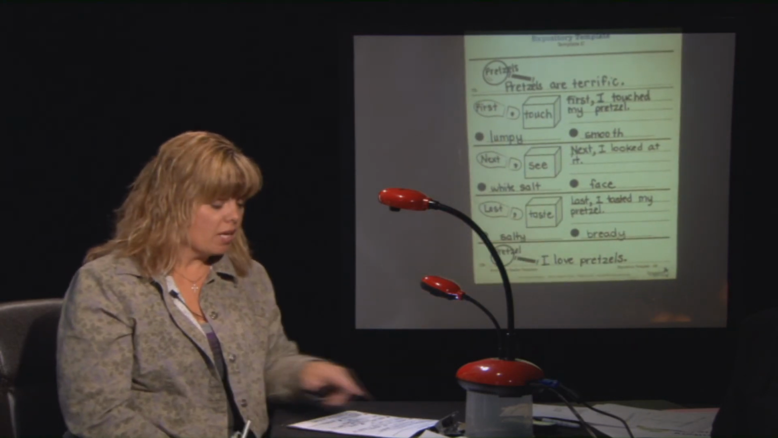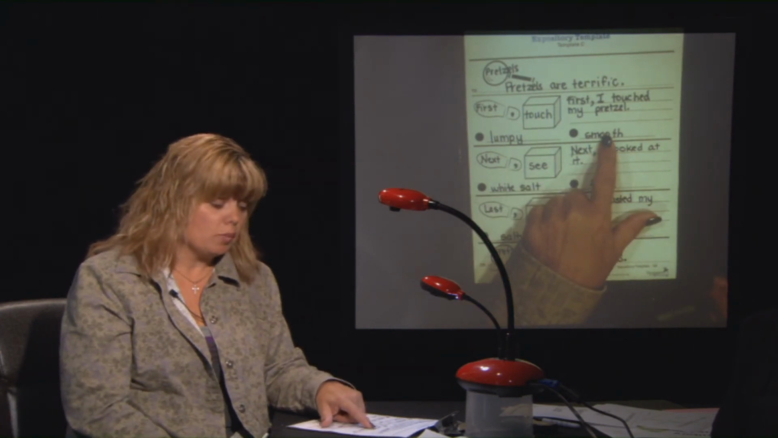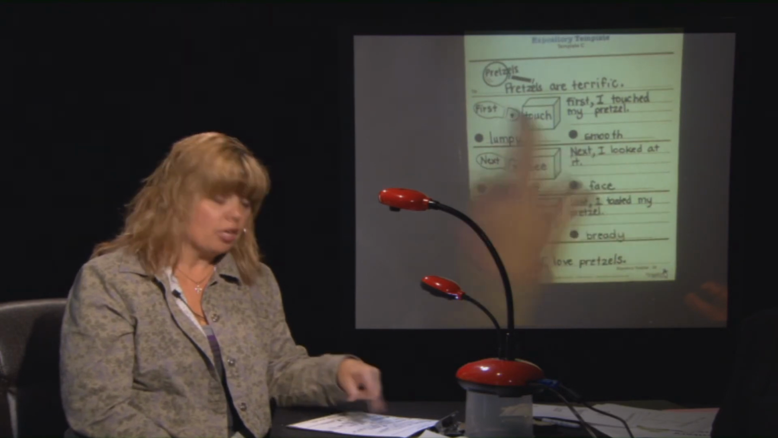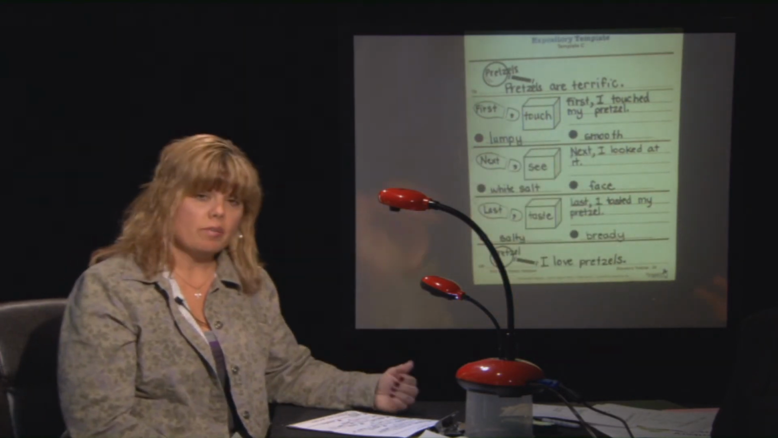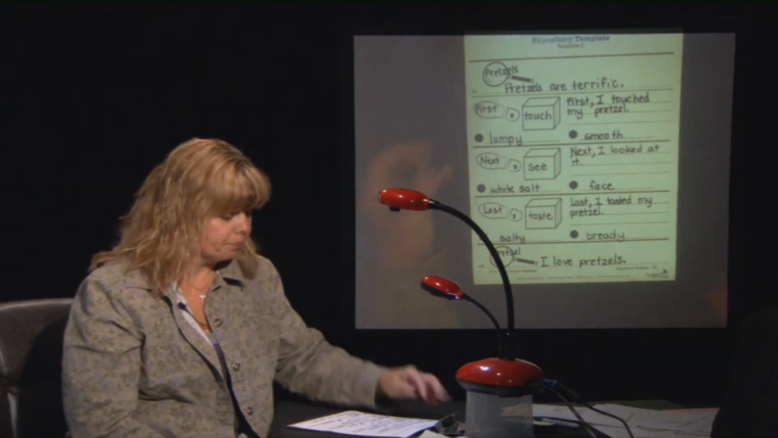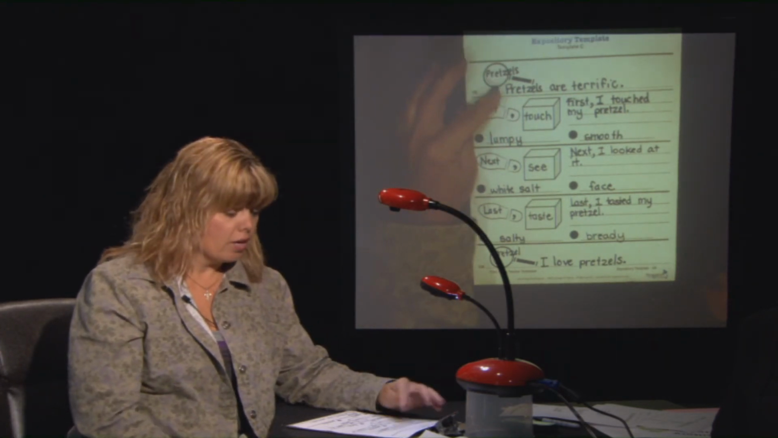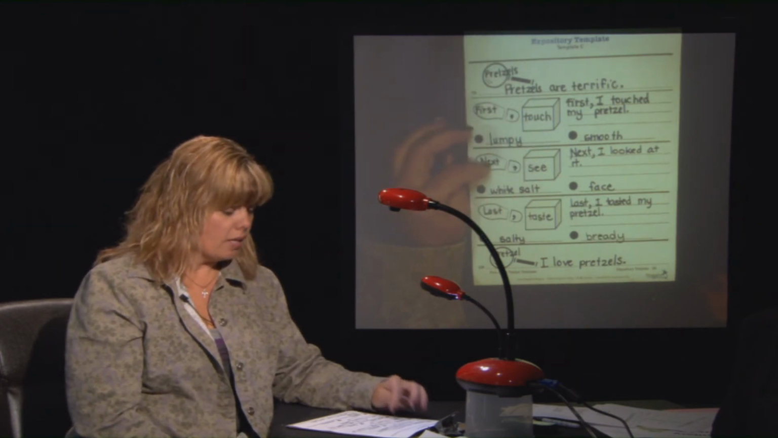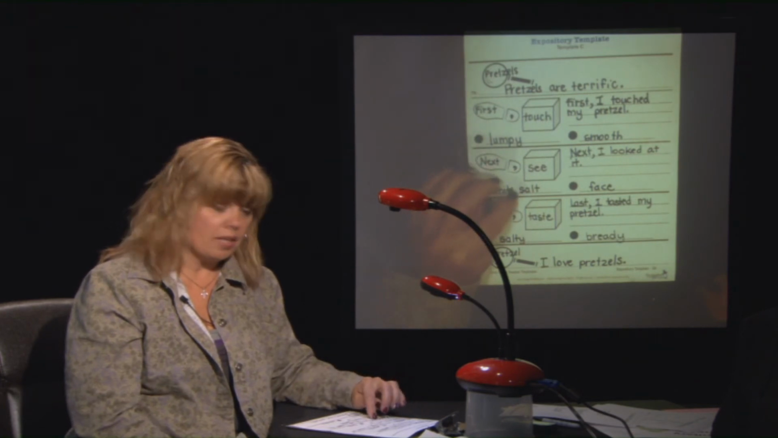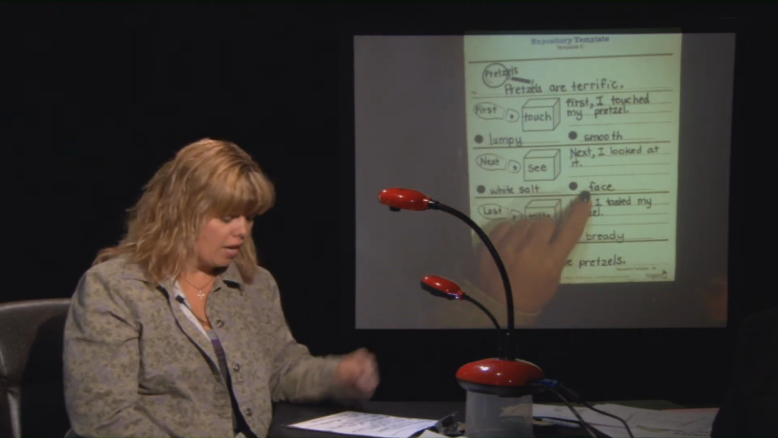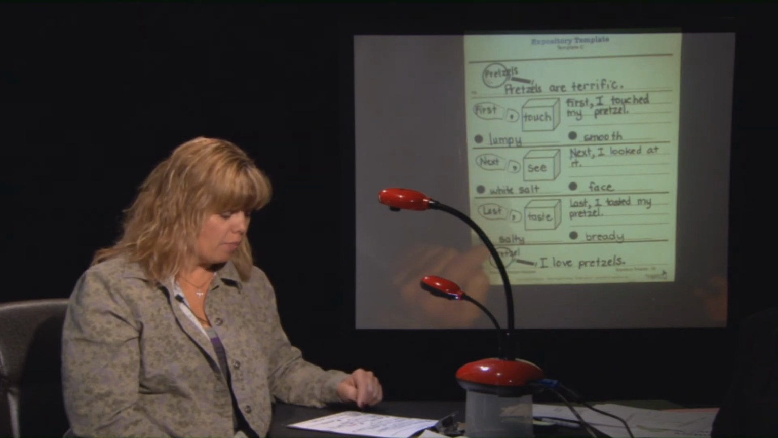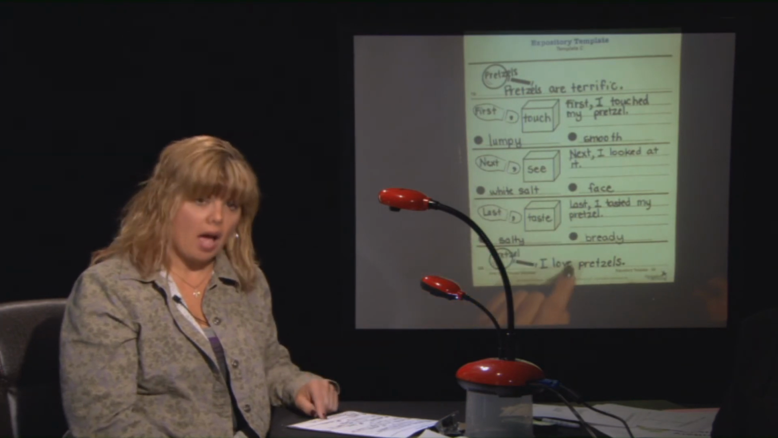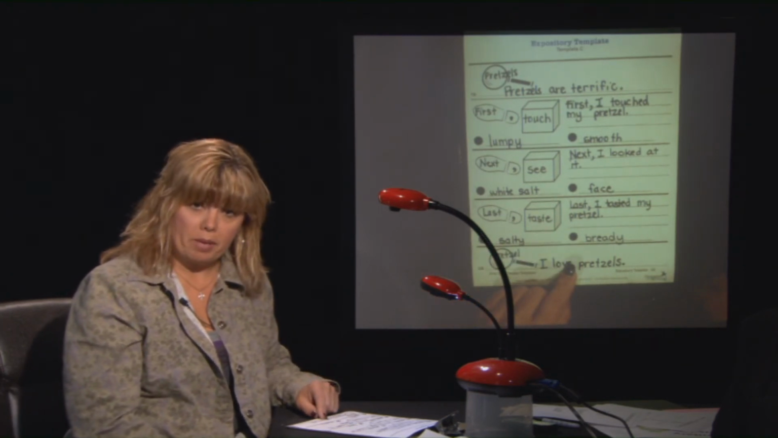No, it doesn't. Because in here, when we used our explanations or examples, we didn't make sentences. So now what I'm going to do is I'm going to go back and I'm going to model for you how to make it into sentences, and then you're going to help me. Pretzels are terrific. First, I touched my pretzel. It was lumpy and smooth. Next, I looked at it. White salt was on the outside, and it looked like it had a face. Last, I tasted my pretzel. My tongue tasted the salt and the bread. I love pretzels. Wasn't that a lot better?